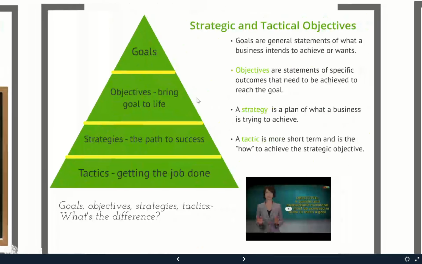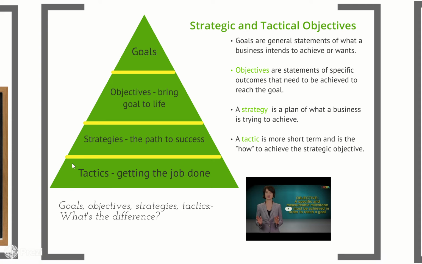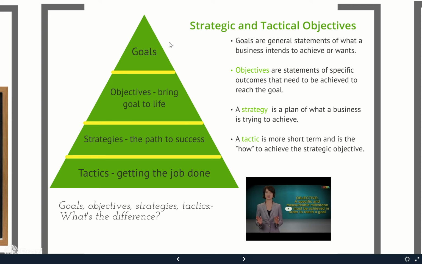Okay, so strategic and tactical objectives, and what is the difference? In my opinion, this pyramid is very good because it really shows clearly. So goals are general statements of what the business intends or wants to achieve. I'm going to give you an example. Let's say that Apple's new company goal is to, as a whole, create the new iPhone or the new iPad. So this is the primary goal, and this is on top. And then you have every single thing that will help them achieve the goal.